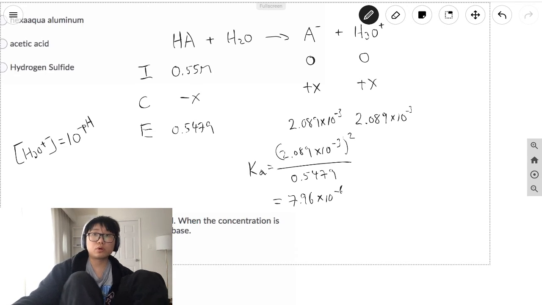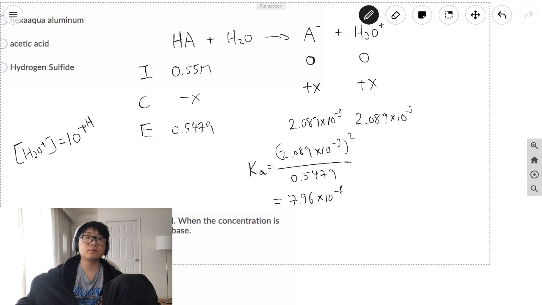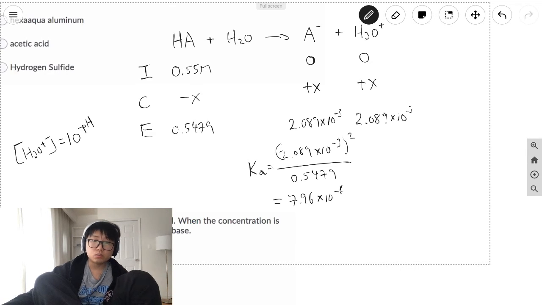Alright, and then now you are going to check that against the table, probably specifically looking at acetic acid and hydrogen sulfide, and see which one. Actually, probably hydrogen sulfide. Because acetic acid, I believe, should be 1.8 times 10 to the negative 5. That should be a value there. Oh, really? What, hydrogen sulfide?